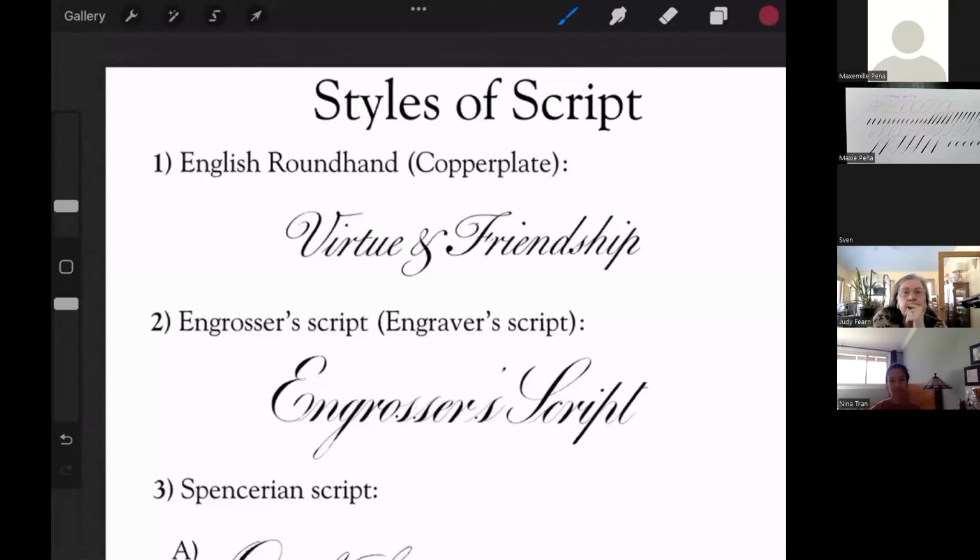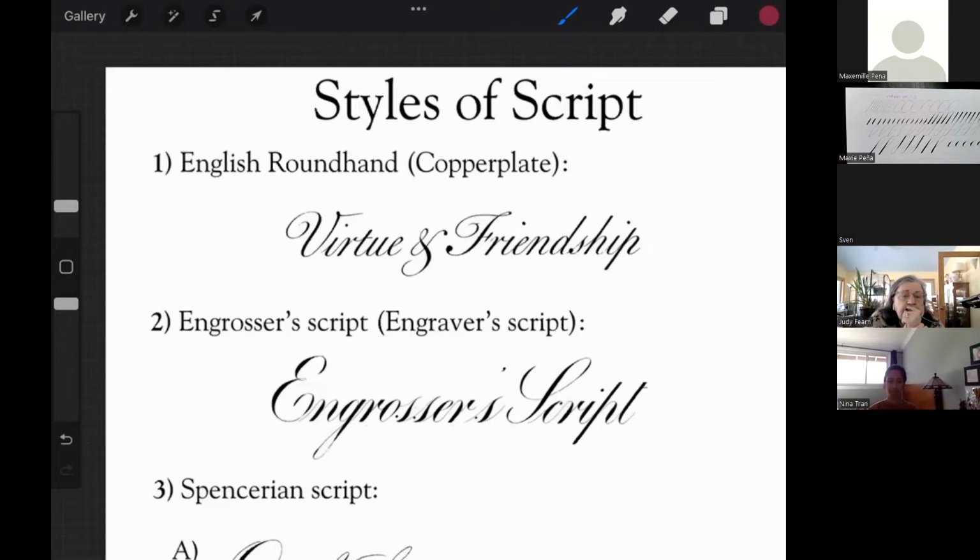Also note though that you can write both scripts with metal nib. The other main difference between the two of them is that English roundhand is handwriting, while Engrosser script is more like drawing. Engrosser script is executed in a more deliberate, precise manner, and you can think about it as engraving on paper. It's historically used on formal documents like diplomas, certificates, so it was quite important that this script look formal, traditional, legible, consistent, and precise.